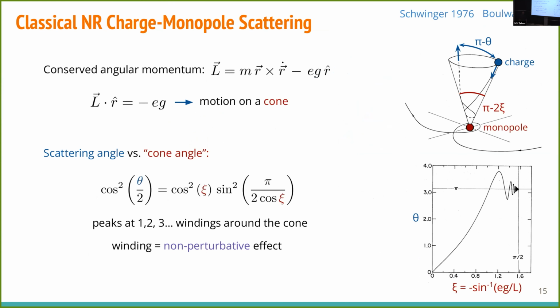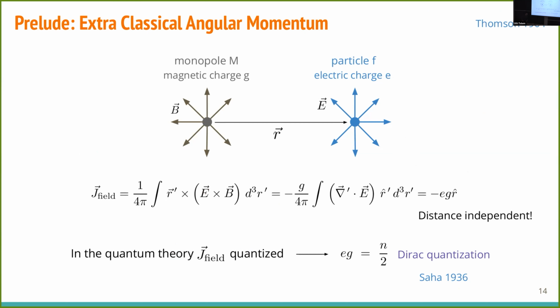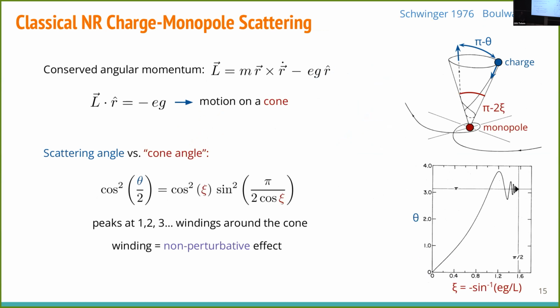In both cases, those were for magnetic monopoles. Sorry? So the example of Saha and Thomson really were doing magnetic. Yeah, even Poincaré tried to do it at first, but it was a little wrong in his derivation. Good. So there's extra angular momentum in the problem.